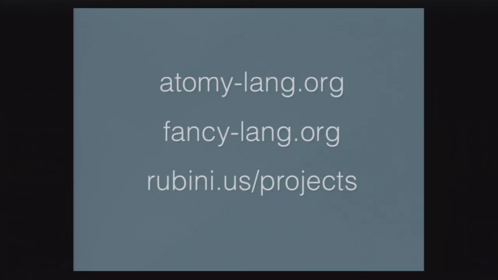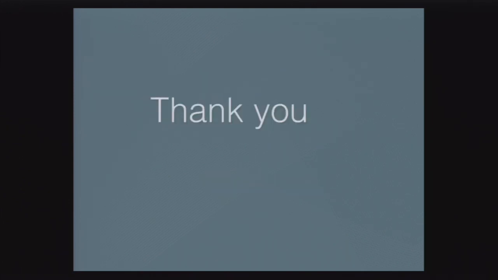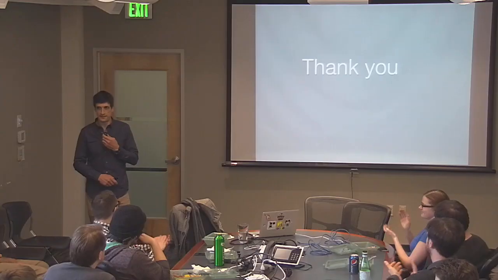Those two languages that I talked about earlier, that's Atomy Lang, Fancy Lang, and there's a bunch of other ones at Rubinius, rubini.us/projects. Check them out. There's silly projects there and some more serious ones. This is where I'm at. I'm either in the Rubinius repository or my repository, and I'm pretty much bricks in on most things, Gmail, Twitter, and that's it. Thank you.